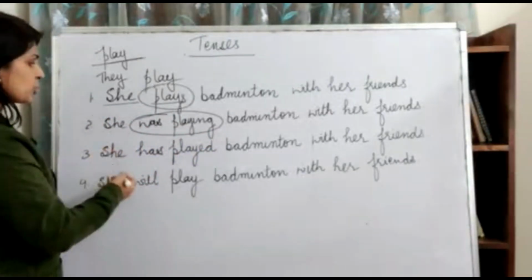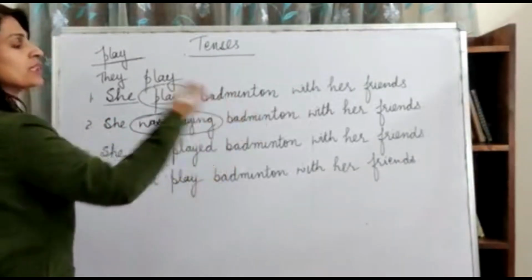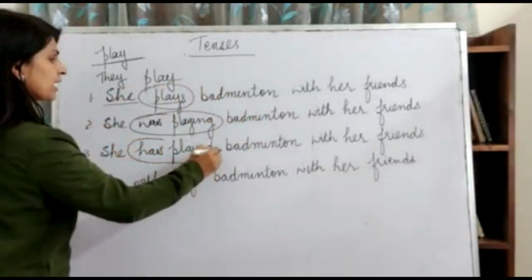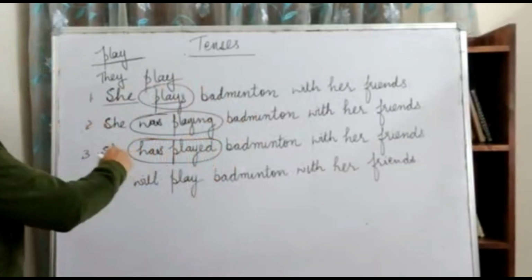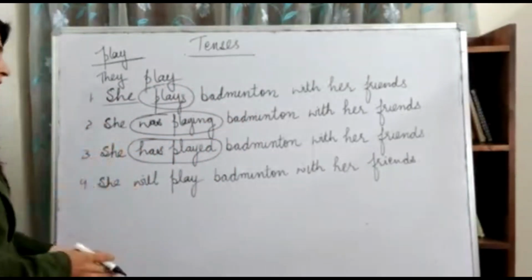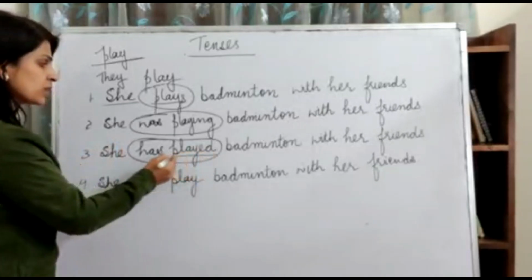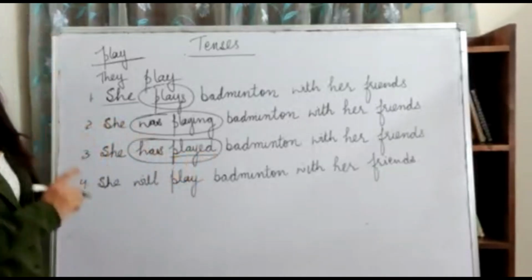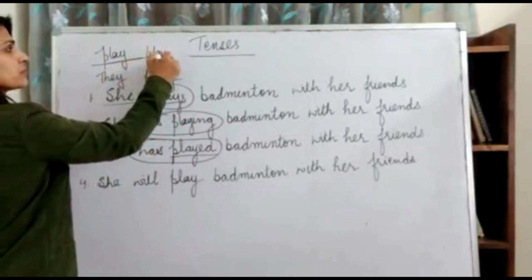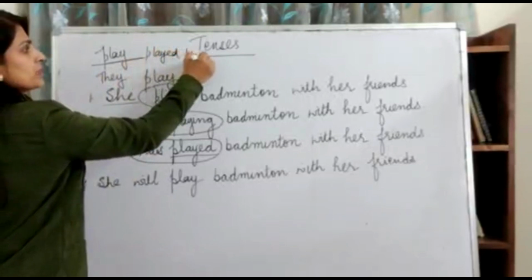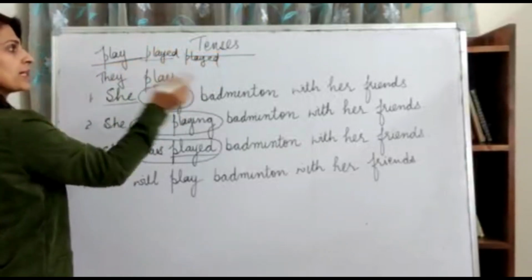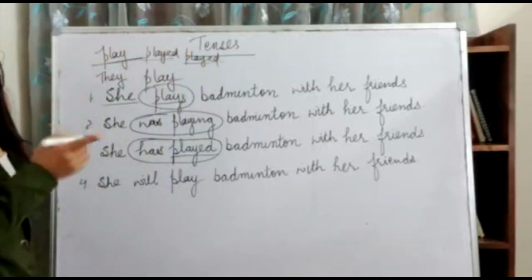Next we have, she has played badminton with her friends. In this sentence, the verb is has played. Here this verb shows that the action has finished. The action is completed. We have used the past participle form of verb here. We say play, played and played. Play, played and played. This is the present verb, the past verb and the past participle verb.